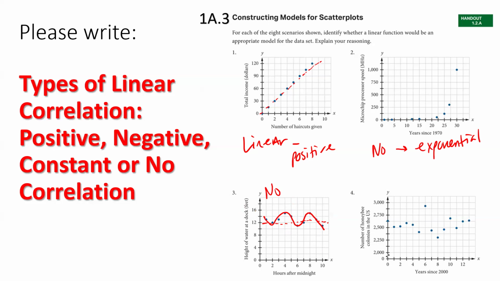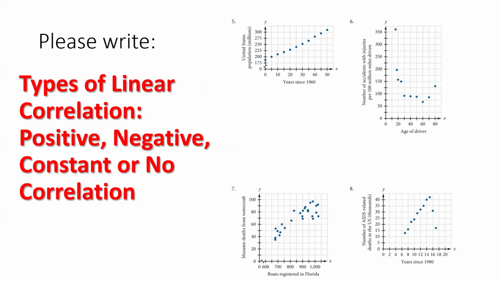All right. What about four? No. No linear correlation. Is it okay that I'm not writing the whole no linear correlation? We're okay with just no? Okay. Sorry, I was being a little lazy right there. All right. Number five. Five is a yes. It's a linear correlation. And it's a positive.